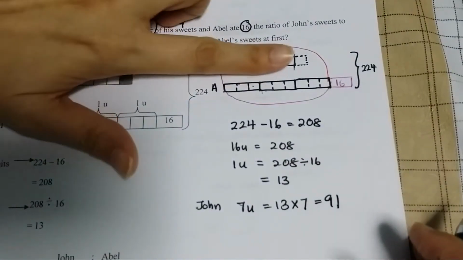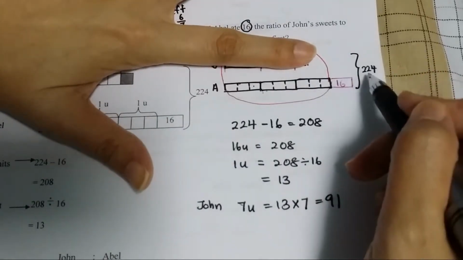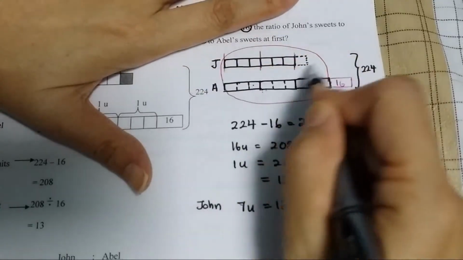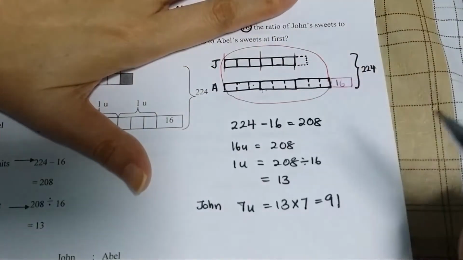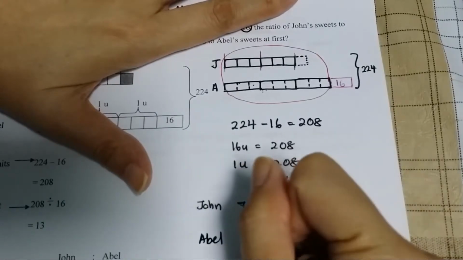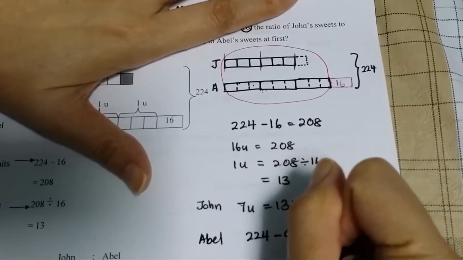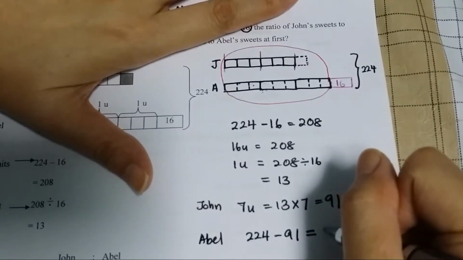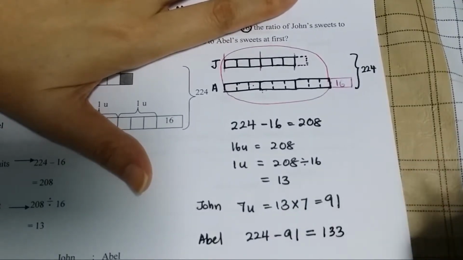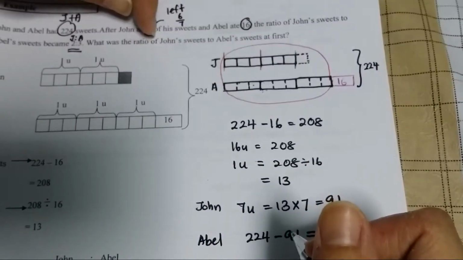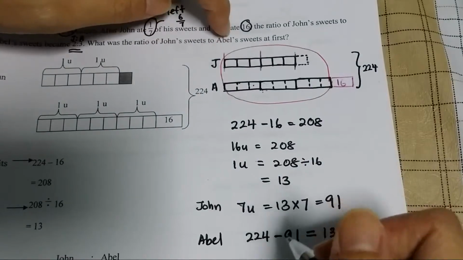So if this entire row is 91, the total is 224. I can simply take 224 minus away 91 to find Abel. Okay, so Abel will be 224 minus 91. I will get 133. Okay, so after I get this, I'm asked for the ratio of John to Abel.